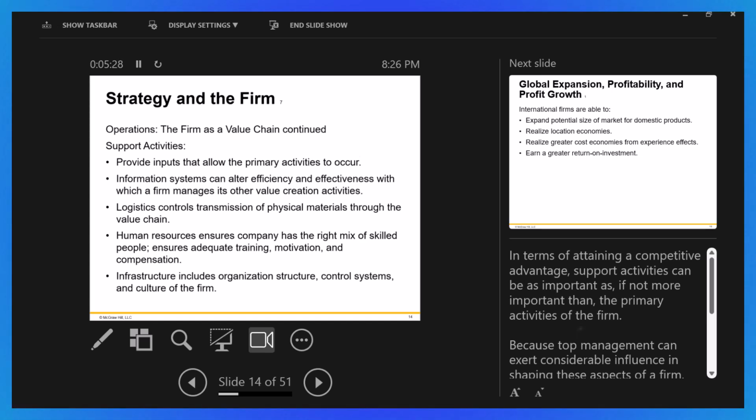Support activities provide inputs that allow the primary activities to occur. Information systems can alter efficiency and effectiveness with which a firm manages its other value creation activities. Logistics controls transmission of physical materials through the value chain. And human resources ensures company has the right mix of skilled people and ensures adequate training, motivation, and compensation. Infrastructure includes organization structure, control systems, and the culture of the firm.